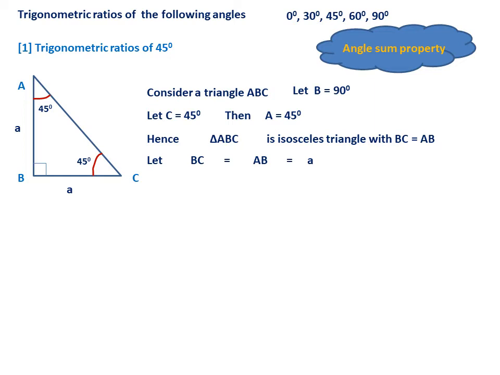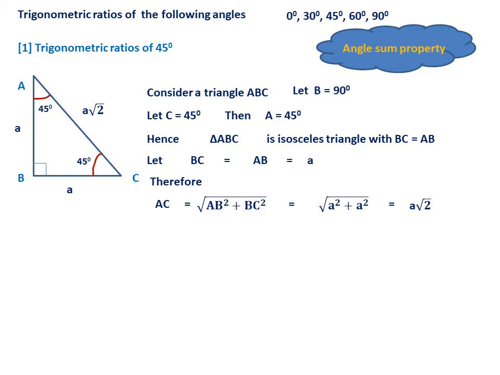Now look at this triangle ABC. The base is a and the vertical side is a. The hypotenuse AC you can find using the Pythagoras theorem. Therefore AC will be equal to the square root of AB square plus BC square. Substituting, we get a square plus a square. Simplifying, we get 2a square. When you take the square root, it is a root 2. Therefore, the hypotenuse is a root 2.